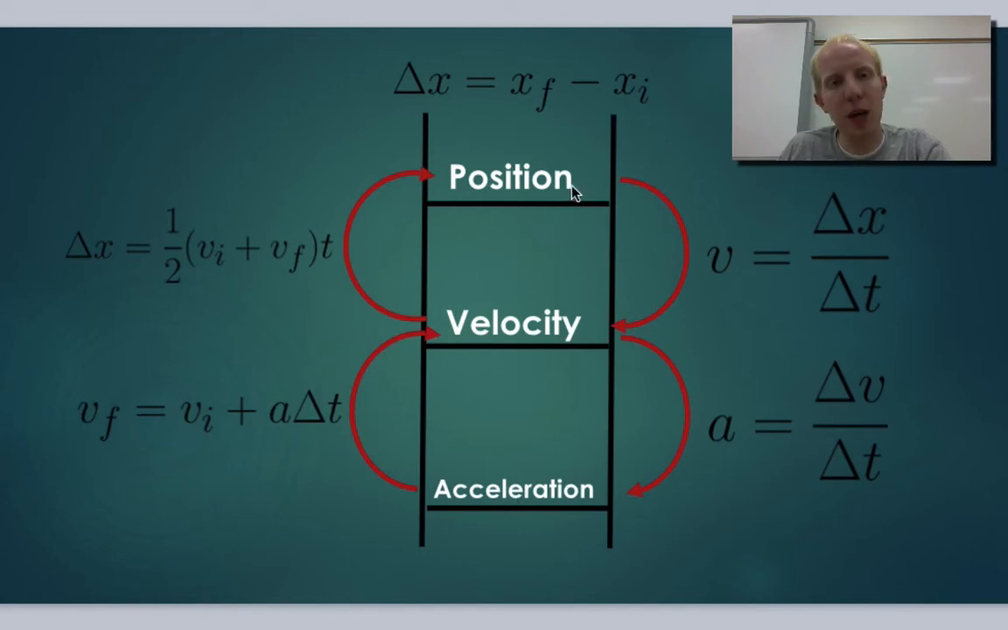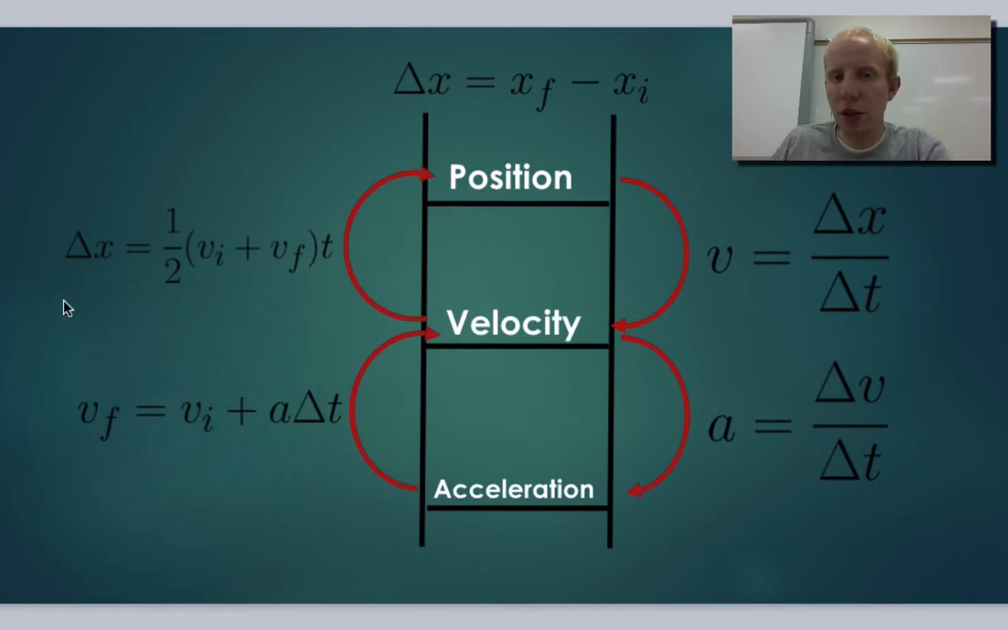So for example, if I have the position of an object and I want to find its velocity, then I need to use this equation. The velocity equals change in x over the change in time. That's how I jump down the ladder. If I need to go from velocity to acceleration, then I need to use this equation. The acceleration equals the change in velocity over the change in time, which helps me go down the ladder.